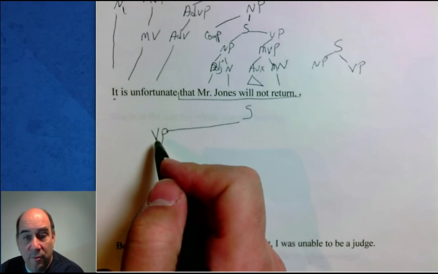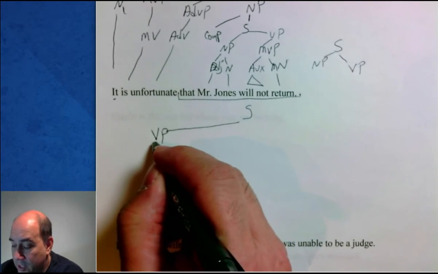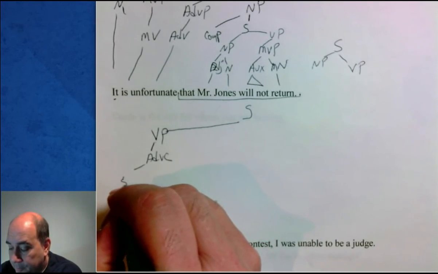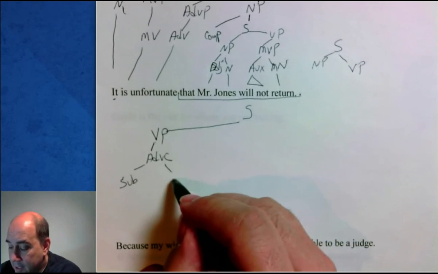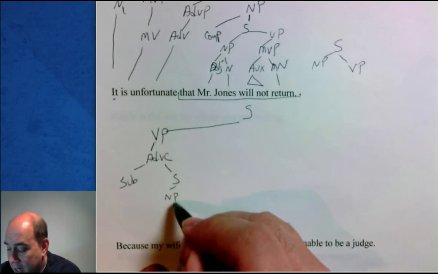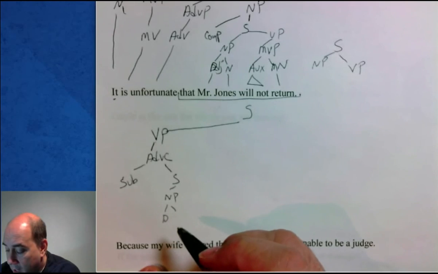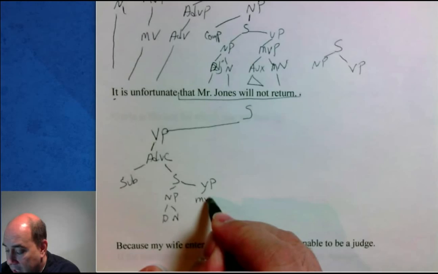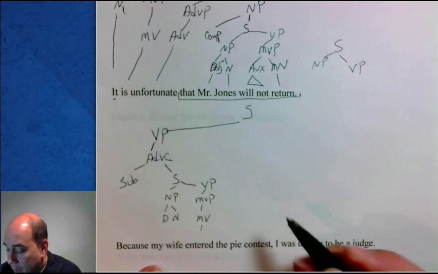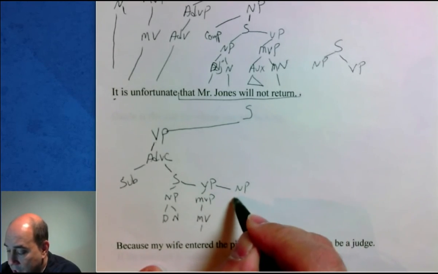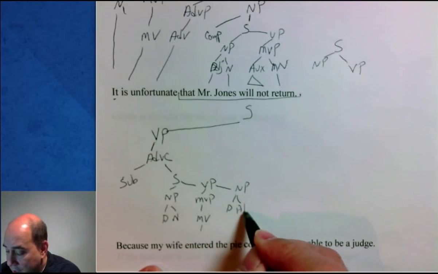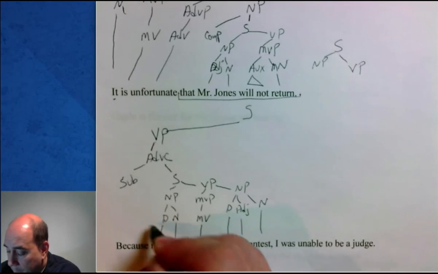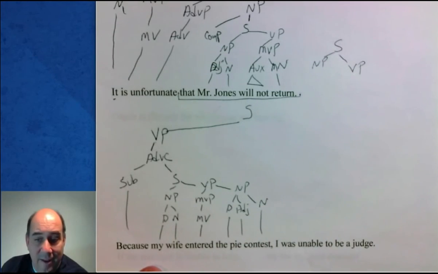I'm just going to add another verb phrase in front. And this verb phrase is going to include an adverb clause with a subordinator and a sentence. And the sentence has a noun phrase, which has a determiner and a noun. And it's got a verb phrase, which has a main verb phrase and a main verb. And it's got another noun phrase, which has a determiner, an adjective, and a noun. Well, that's good. That fits under this verb phrase.